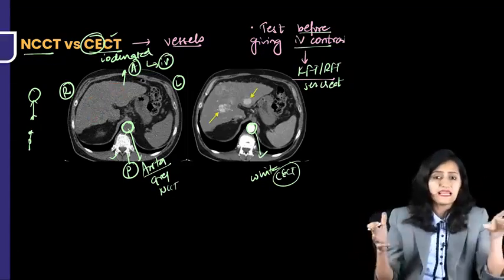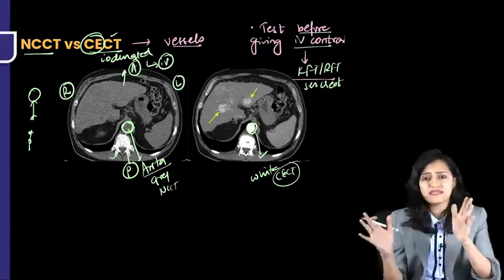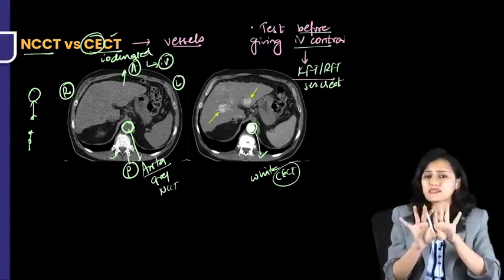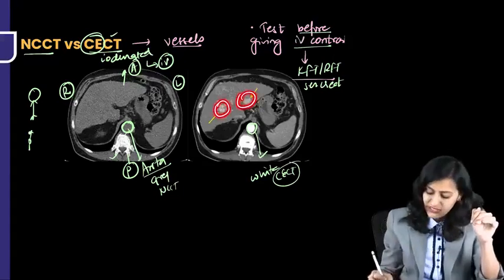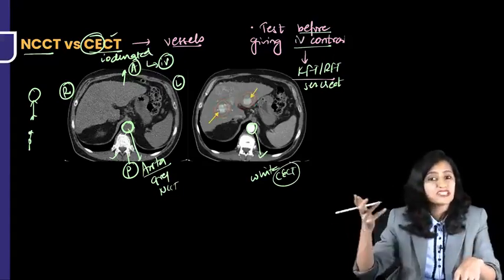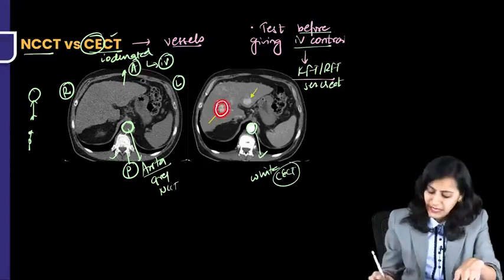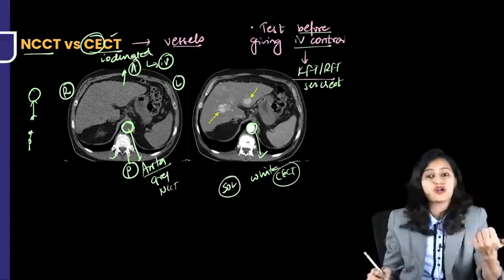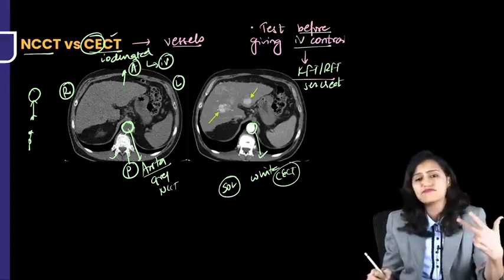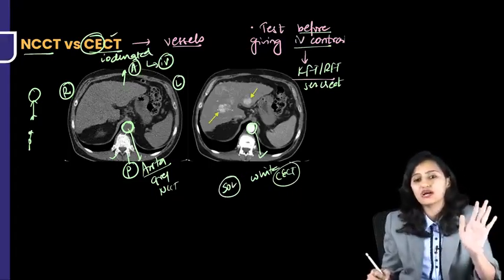Remember, we'll see the silhouette sign in respiratory radiology. Same density come together, so they look similar and we cannot differentiate. When we give contrast, the lesion shows enhancement different from the adjacent liver, and that is why we can pick it up. So for any space occupying lesion, we do a contrast scan. Infective pathology, inflammatory pathology, we do a contrast scan.